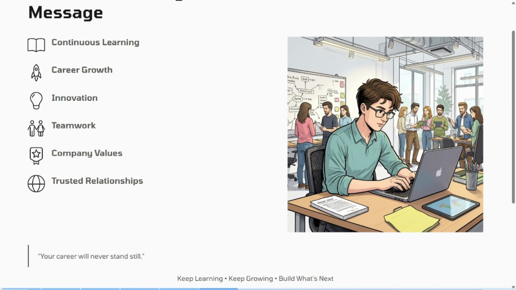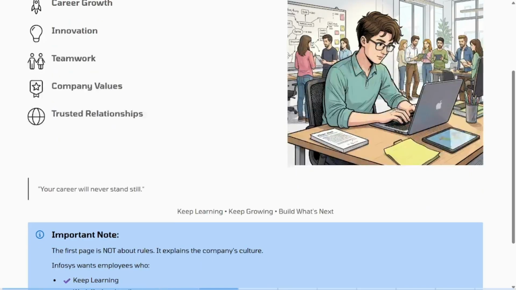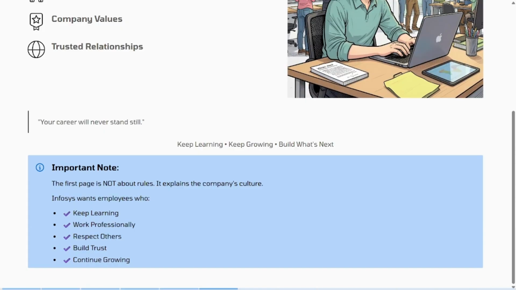Infosys also talks about trusted relationships. Since Infosys works with clients around the world, the company expects employees to be honest, responsible, and professional while working with customers. So even though this page doesn't contain legal rules, it tells us what kind of employee Infosys wants us to become.